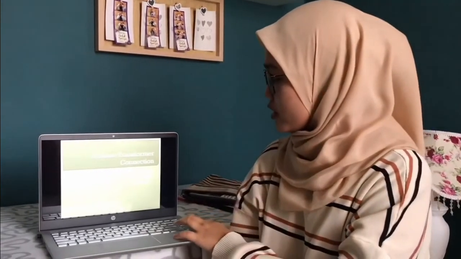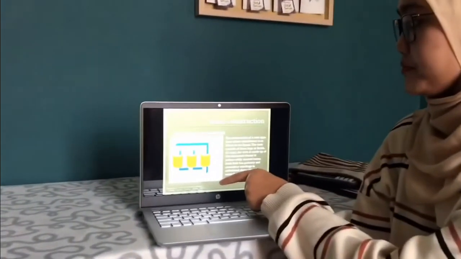We continue with the basic construction. The basic construction of three-phase transformers can be divided into two types. The first is core type construction. The second type is shell type construction. The basic construction is shown in this figure.